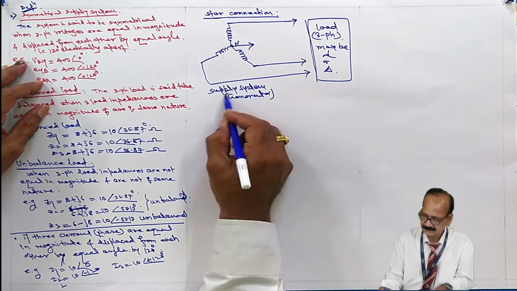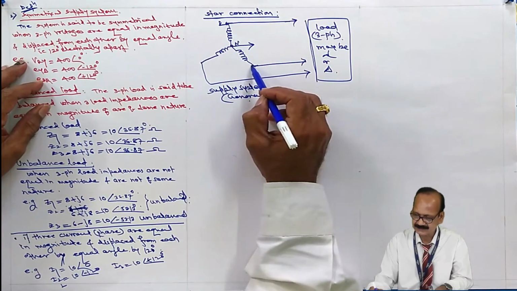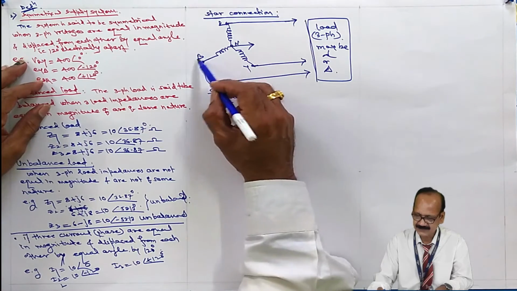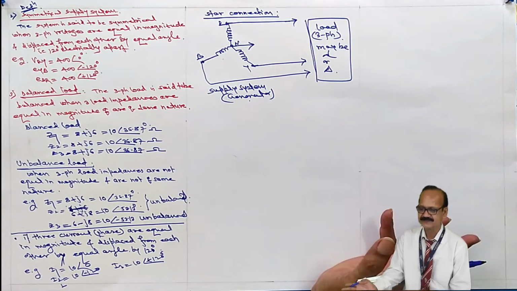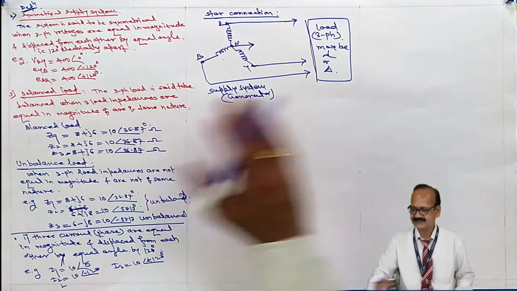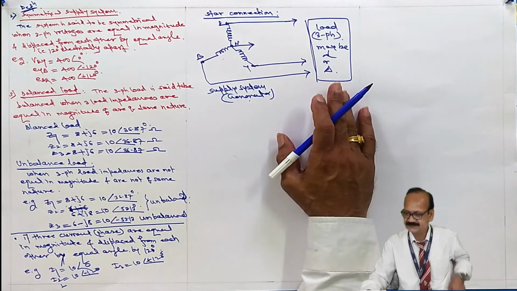And these are the lines. So this is R, this is Y, and this is B. So this is the generator at the generating stations, and these are the lines which carry the electrical energy or power to the load centers.